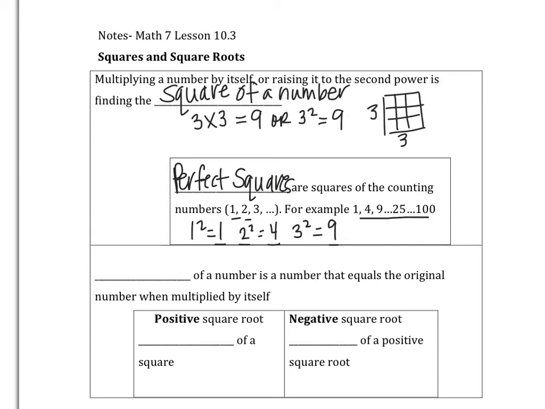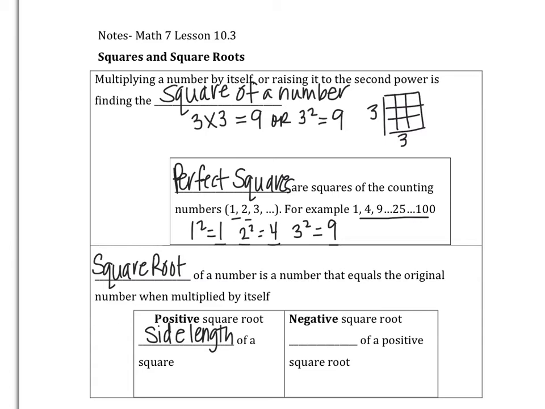A square root of a number is a number that equals the original number when multiplied by itself. So a positive square root is the side length of a square. Back to our diagram at the top, the square root is just one side. We know that the square root of 9 is 3. So it's just one of its sides.